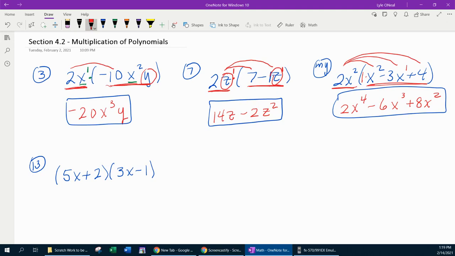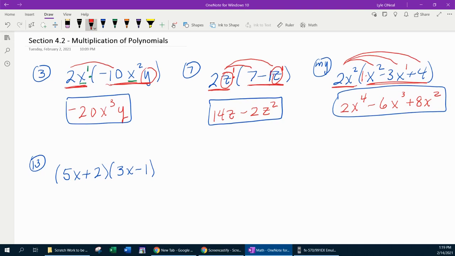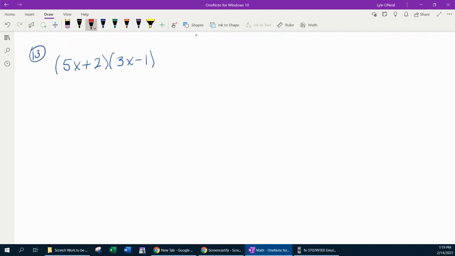So the next logical increment would be to step it up to number 13 here. This is a binomial times a binomial. So what I need you to know, when you have a binomial times a binomial, that is the 4-letter F word in math. Okay, that is the FOIL method. So this is where we get to say, let's F it up. We're going to FOIL it.